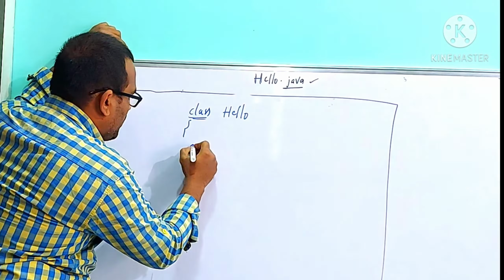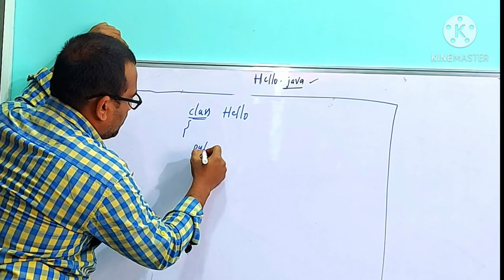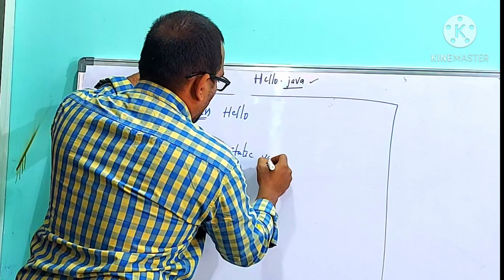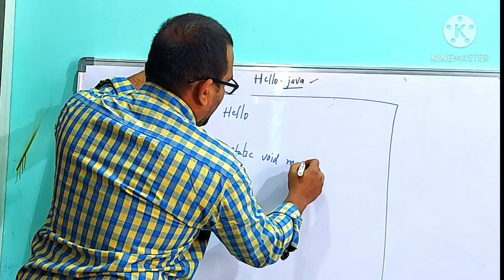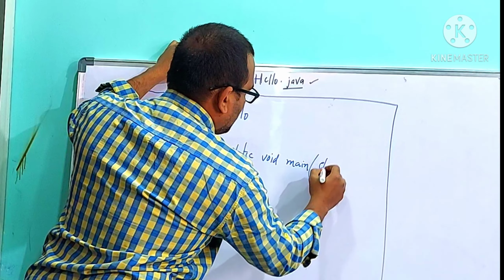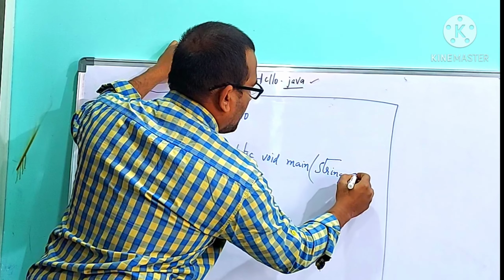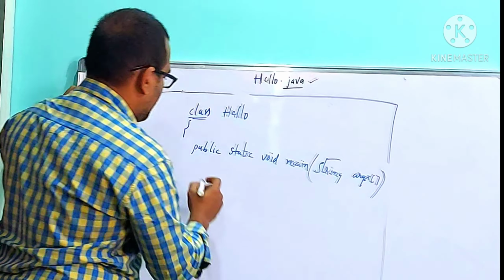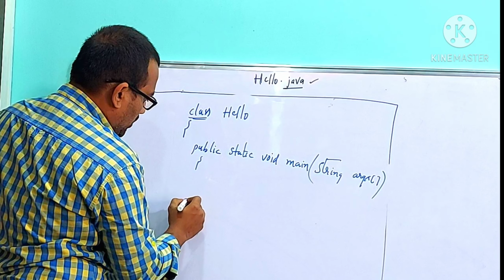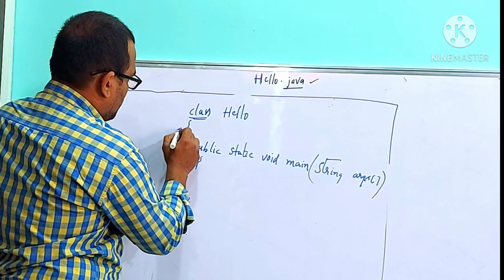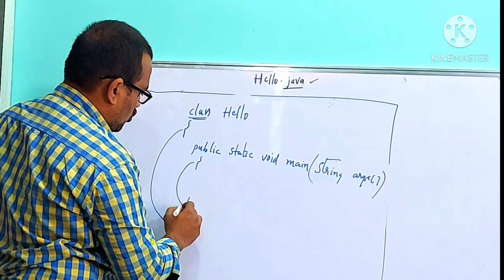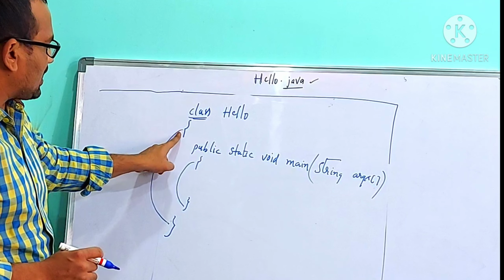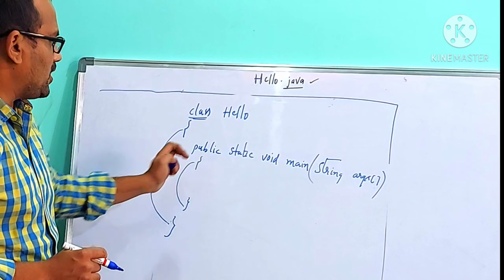So main function should be written as follows: public static void main, main function or main method, String array. String array followed by open curly brace. Open curly brace is followed by close curly brace. This is the range, this is the scope. This open curly brace and closed curly brace belong to this class. This closed curly brace belongs to main method.